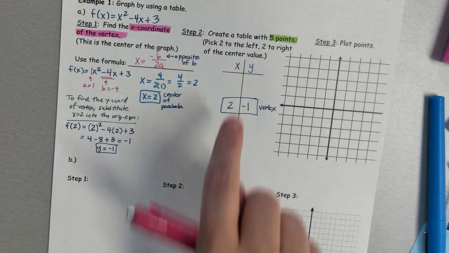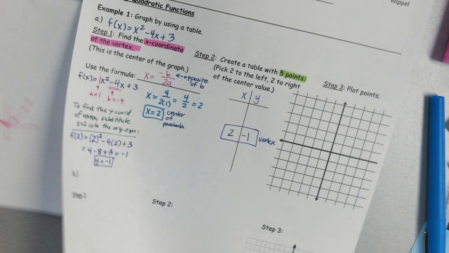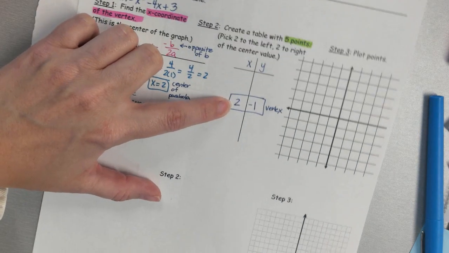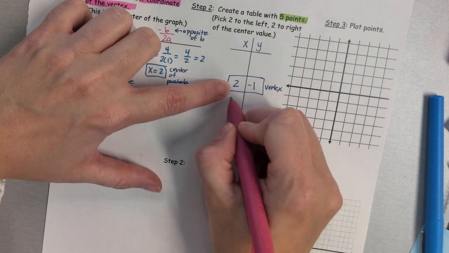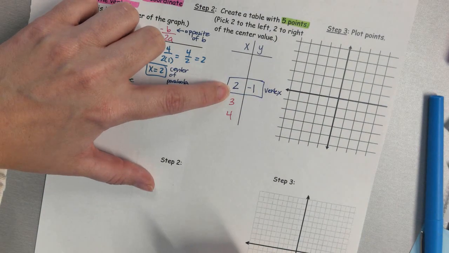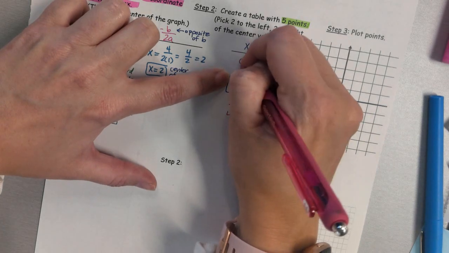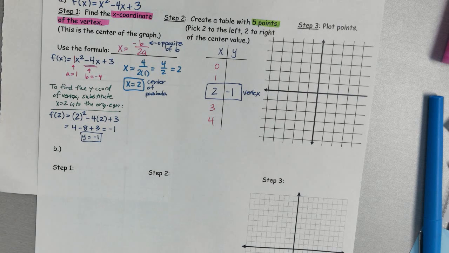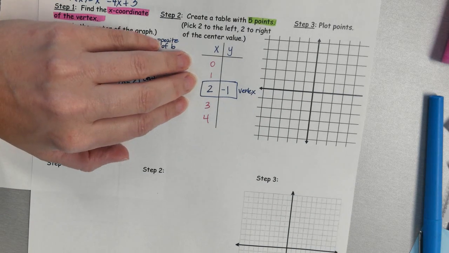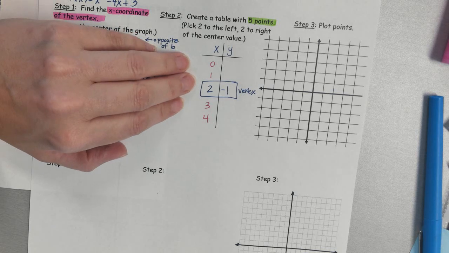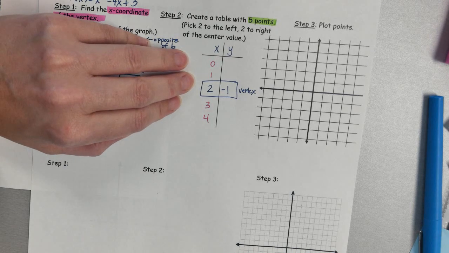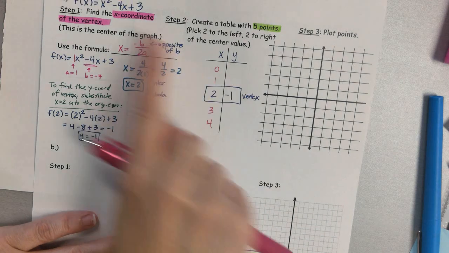All right, and then in order to create that table, all we're going to do is pick 2 to the left and 2 to the right of our center value. So we're just going to go up 2. So it would be 2, 3, 4. And we're going to go down 2, which would be 1, 0. The reason why you want to do this is because this is going to give you a symmetric graph. Okay? Do you have to pick those points? No, not necessarily, but you have to graph the parabola. And we want to see both sides of the parabola. Okay? All right, so now we're going to plug these in and find them.